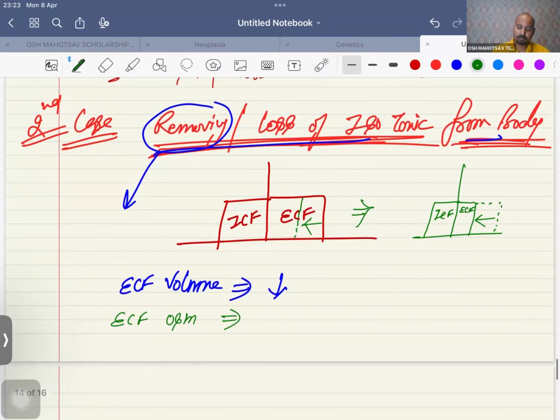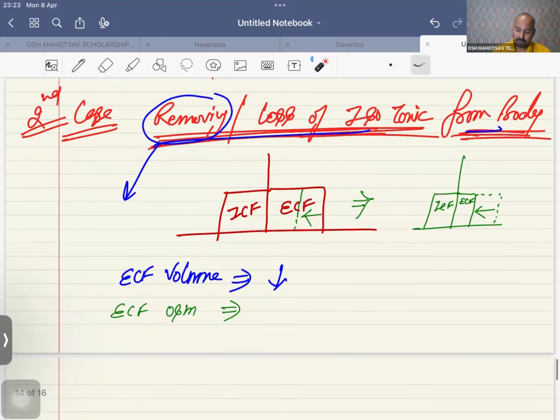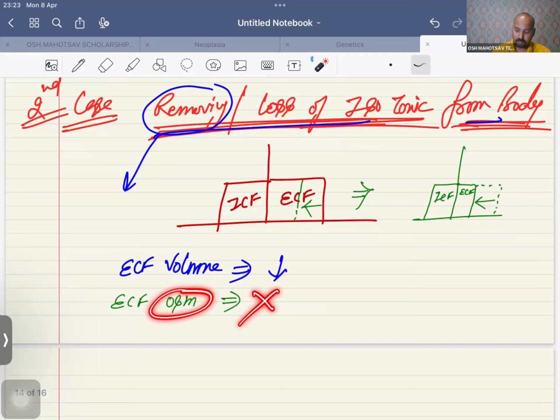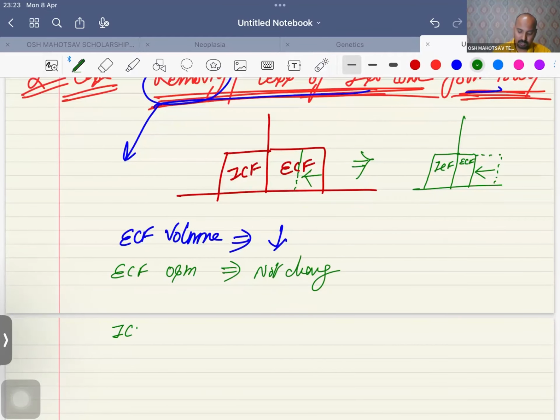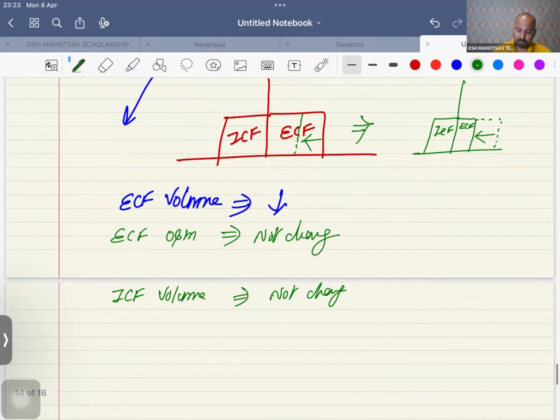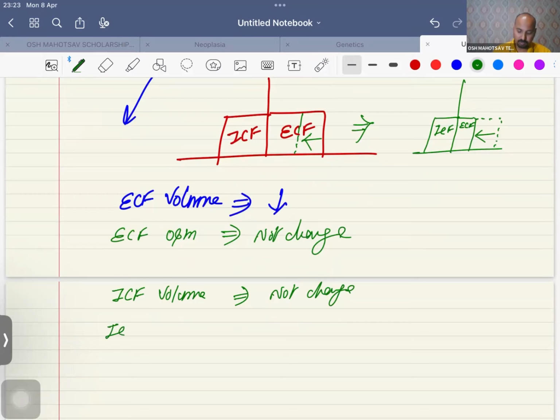No, because we are removing what? Isotonic. We are removing water, and at the same amount we are removing solute also. So in that case ECF osmolarity will not change. And if ECF osmolarity does not change, ICF volume will not change, and so ICF osmolarity will not change.